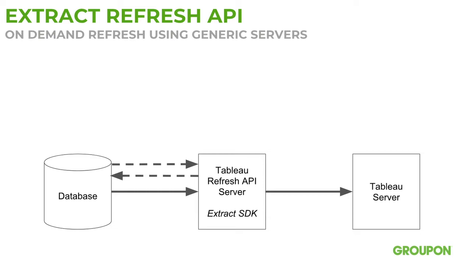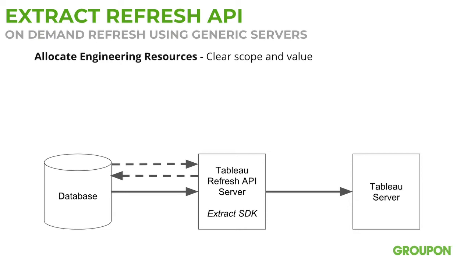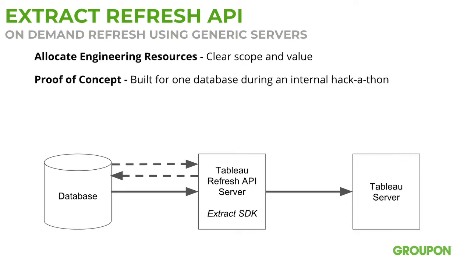The way that we started off for this was that we just allocated our engineering resources. We defined a clear scope. We literally took some of those great blog posts out there about how the Extract SDK was being used, and we defined a very simple proof of concept. Our proof of concept we built during an internal hackathon.